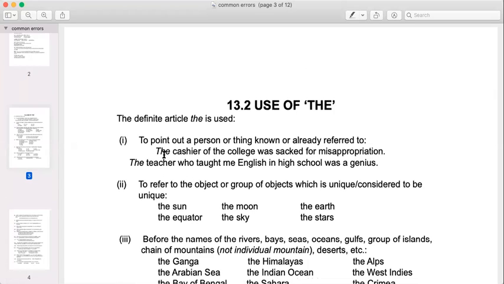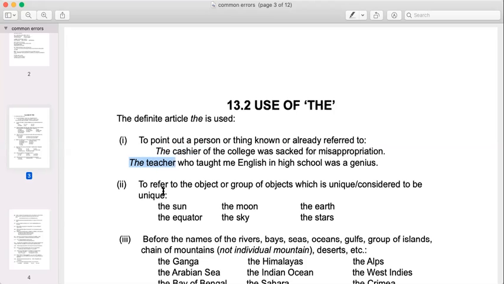For example, the cashier of the college was sacked for misappropriation. So here we know the cashier before. The teacher who taught me English in high school was a genius. Again, we are referring to a person already known.